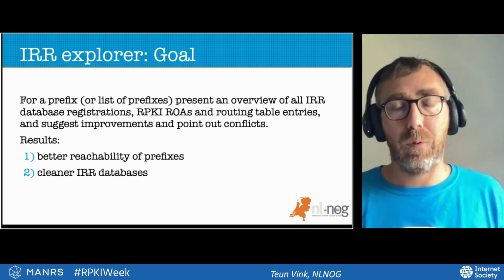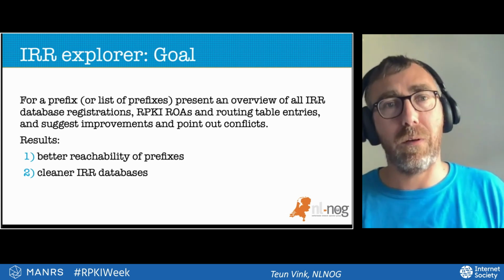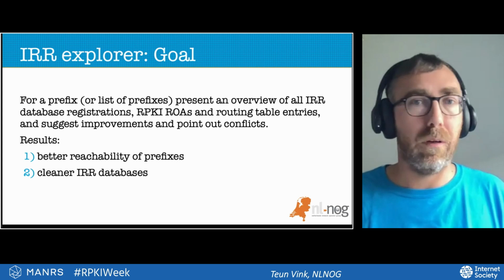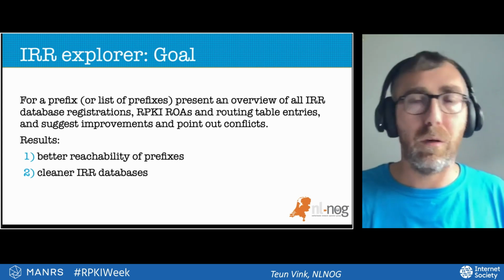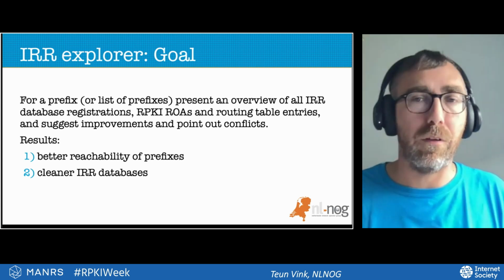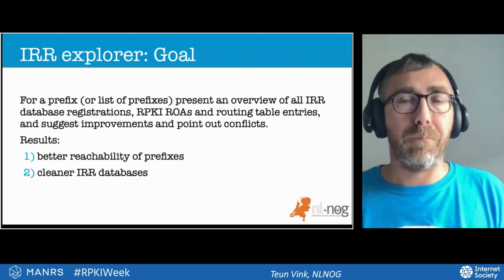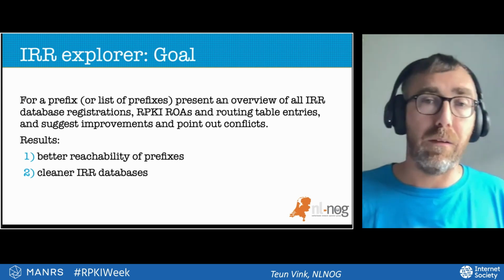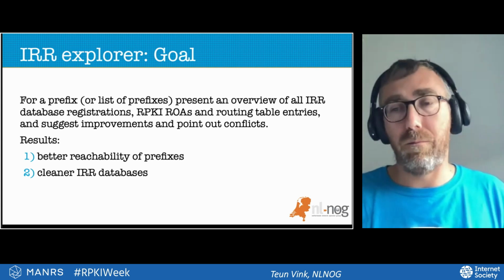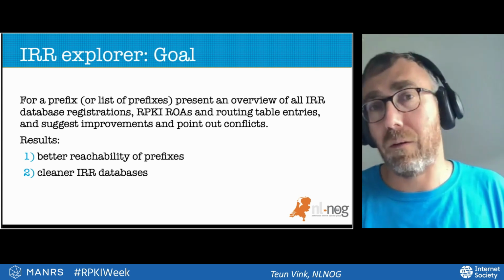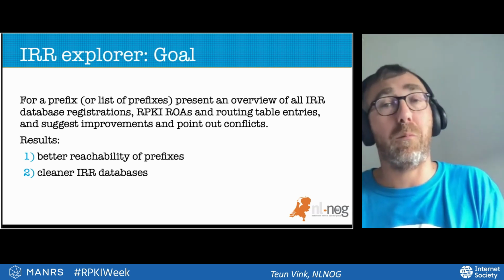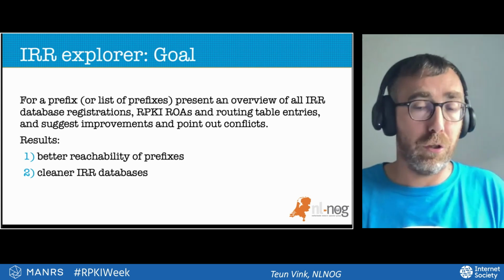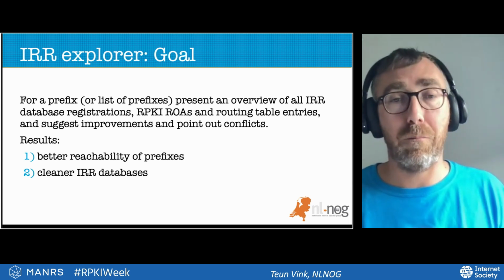And we try to present it in a useful format, so you have suggestions on how you can improve these, either ROAs or route objects or whatever it runs into, and it points out conflicts. This helps you reach two things: better reachability of prefixes, because you can find out that there is a ROA missing, which prevents others from accepting your prefix probably. It helps clean up the IRR databases, because it will show you that there can be a lot of mess there.